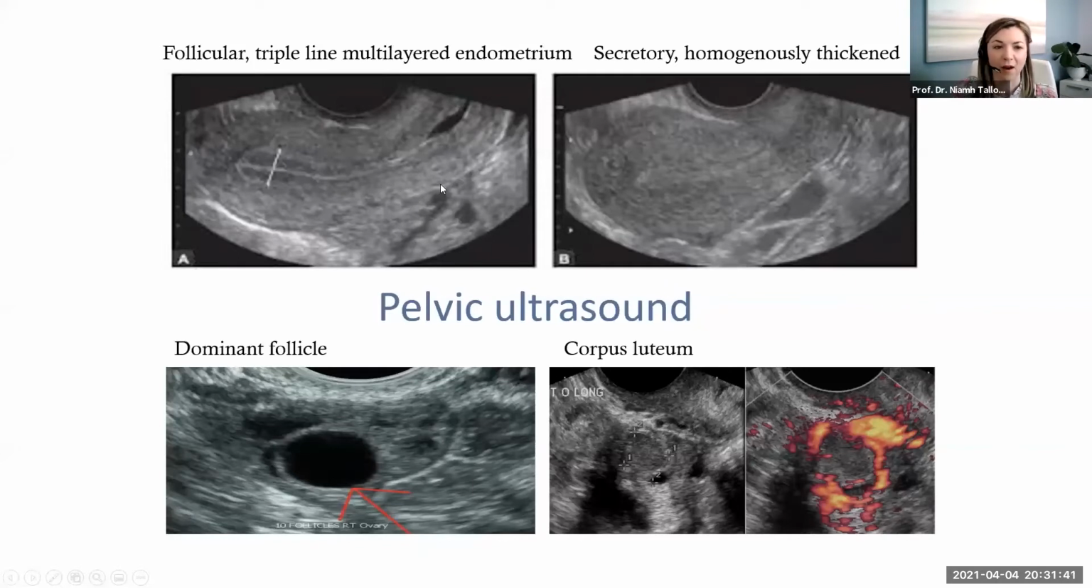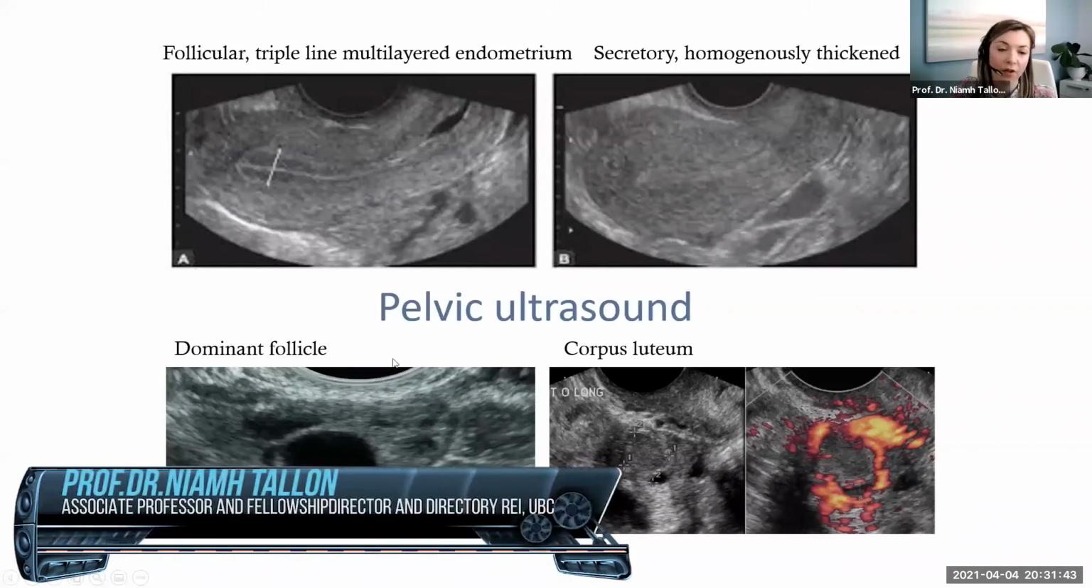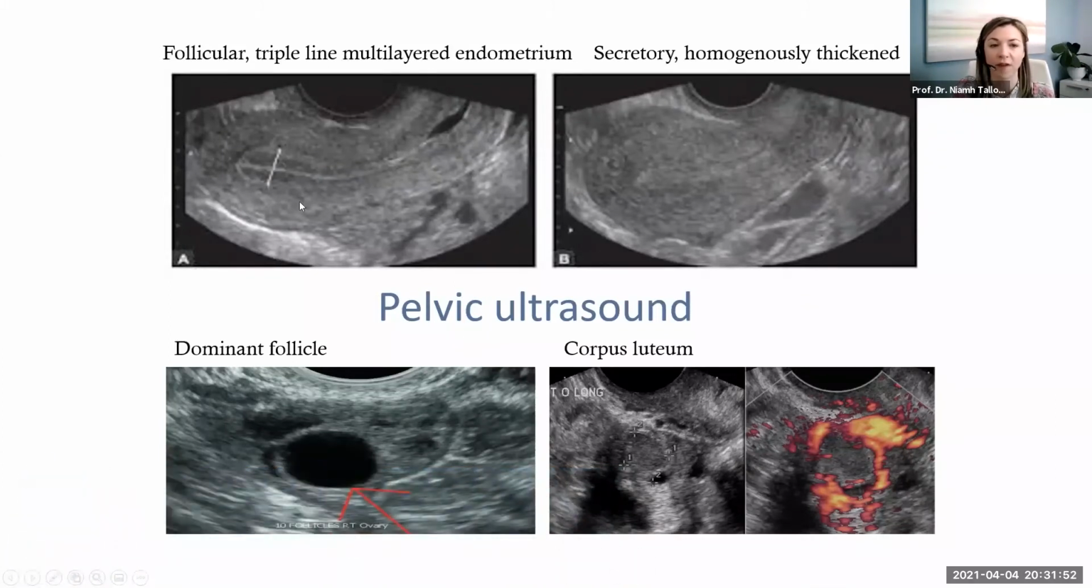But also you get the opportunity to look for pathology on the ovaries. You get to look at the adnexa, the shape of the uterus, the morphology, the myometrium. Are there signs of adenomyosis, fibroids, polyps? You get a lot of information from 2D ultrasound.